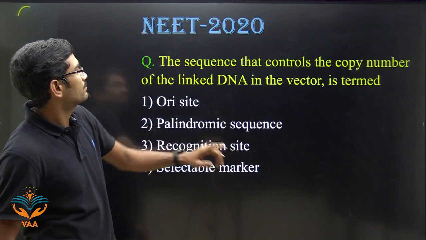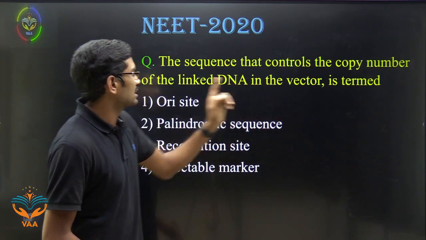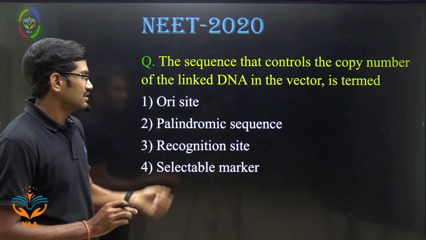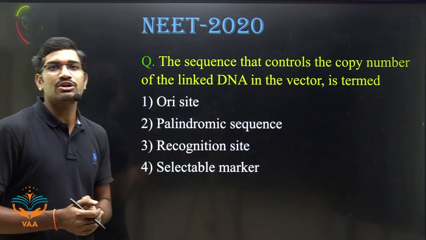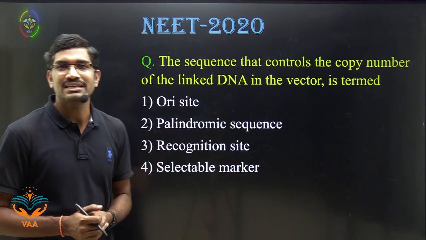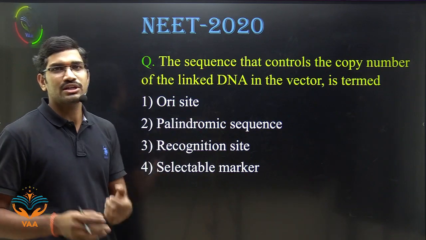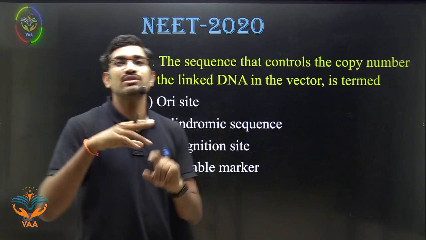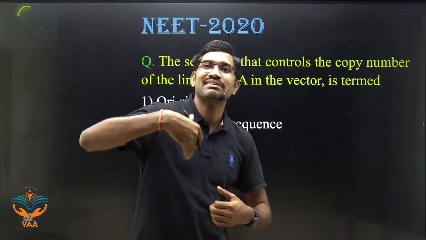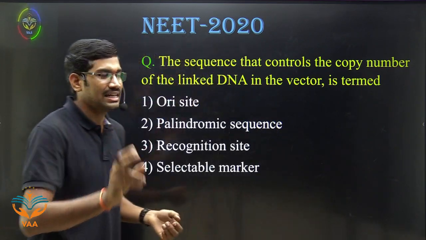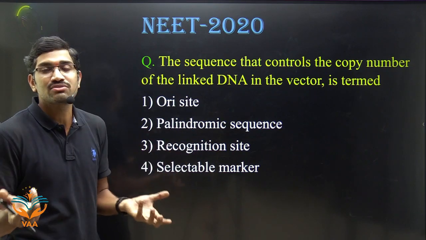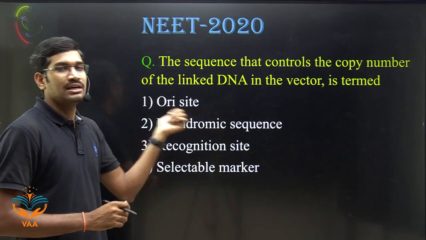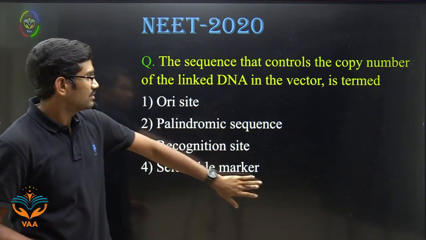Yes or no? Next one, the sequence that controls the copy number of the linked DNA in the vector is called the origin of replication, the ORI site. This is very, very important. Whenever we introduce our gene of interest into a plasmid which has an origin of replication, it can undergo self-replication, and different types of plasmids have different copy numbers, which is under the control of the origin of replication. Clear?